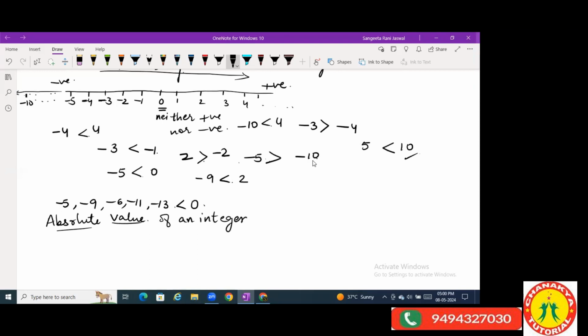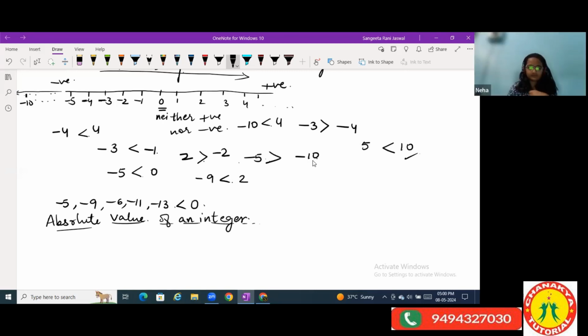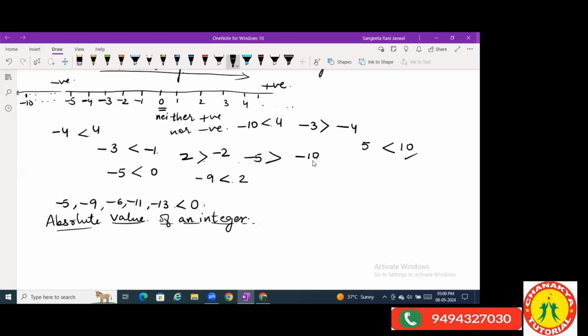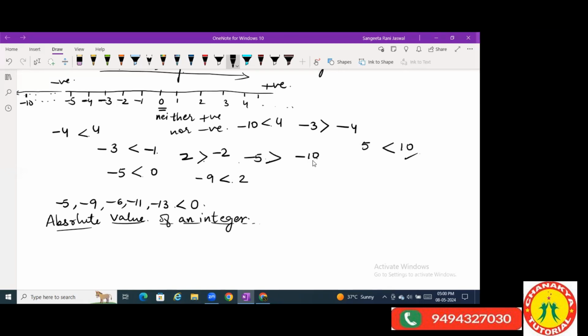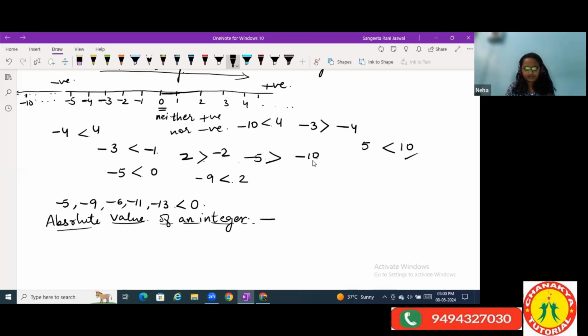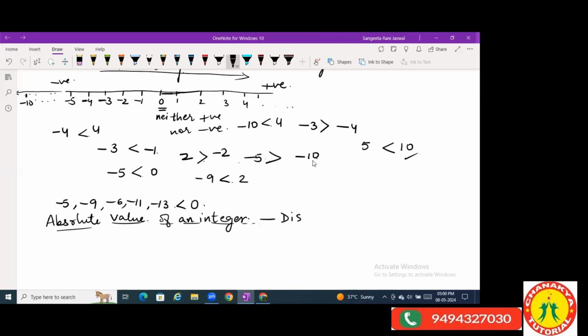Now, what is absolute? What do we call absolute value? Absolute means its distance from the point 0. The distance of any number from the point 0. Suppose I take 2. So 2 is how far from 0? It's 2 units from 0. Is it 2 centimeters, or 1 centimeter? Yes. That means absolute value is the distance actually.